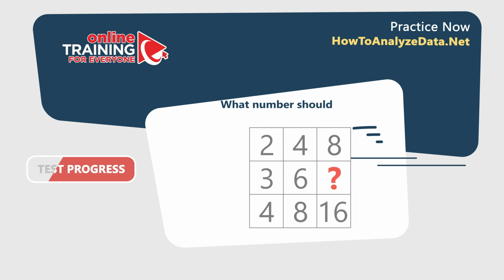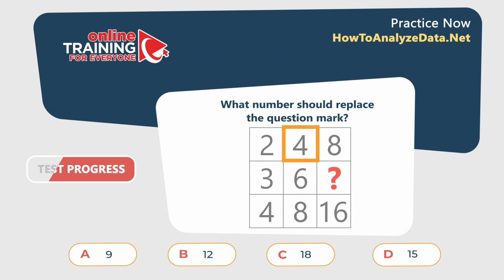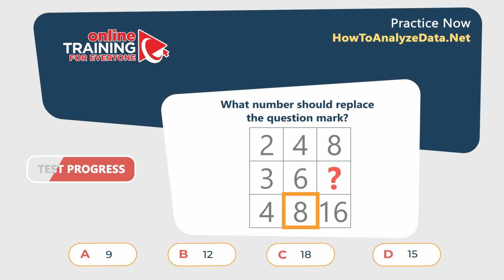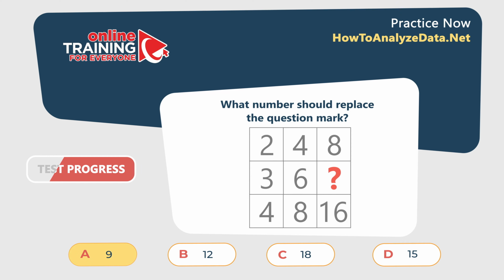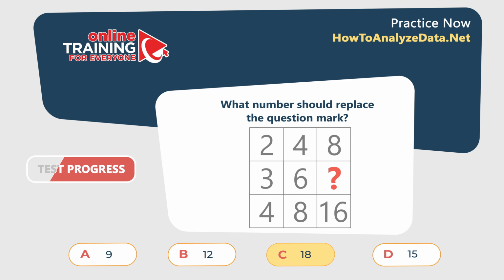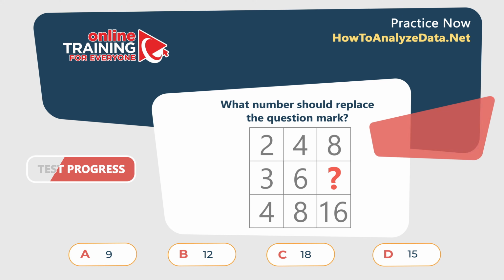You're presented with a 3 by 3 grid. 2, 4, 8, 3, 6, missing number, 4, 8, 16. Which number should replace the question mark? Choice A, 9, B, 12, C, 18, D, 15.